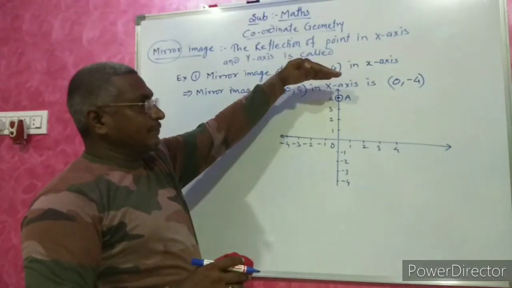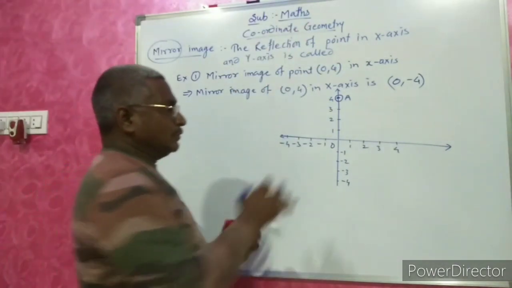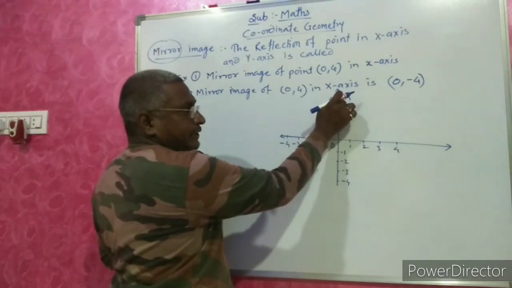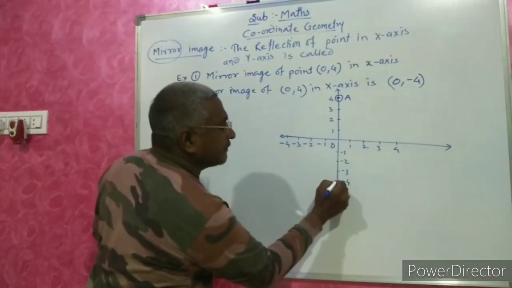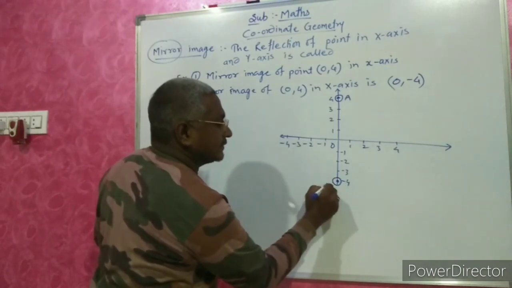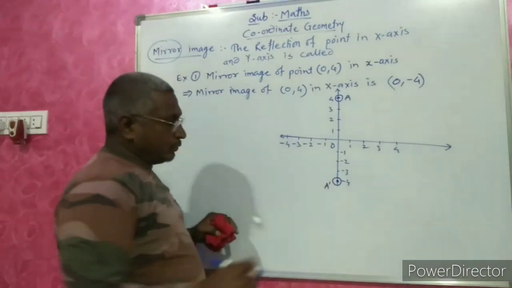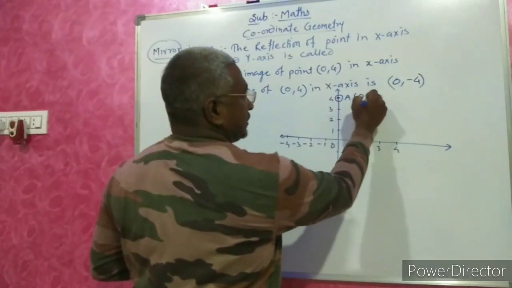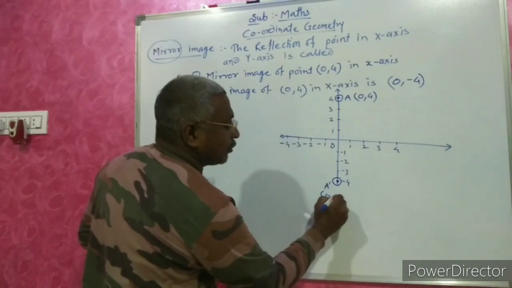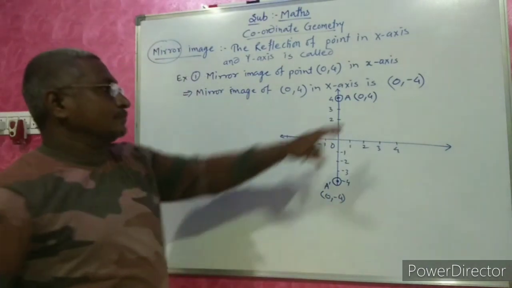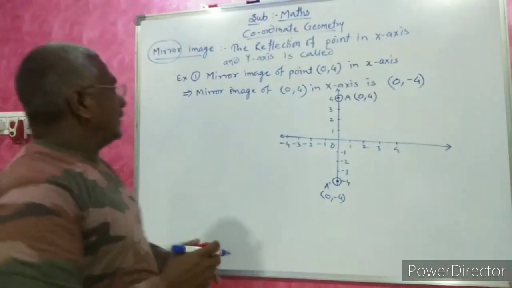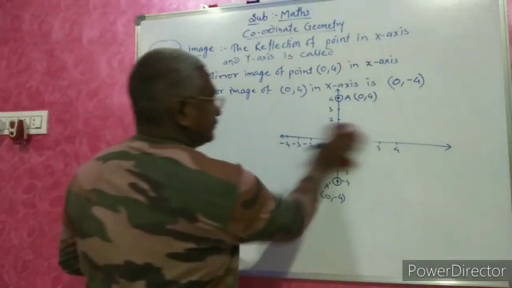So where will we get the mirror image? Down, at the same distance. What is the distance? 4 units. So 4 units down, this is the mirror image of A. The coordinate of this point is (0, 4), and the coordinate of the image is (0, -4). Got it? Understood, students? Now, another example we will take.